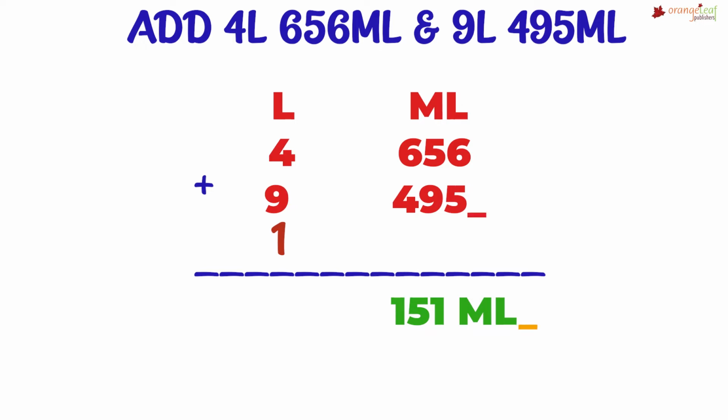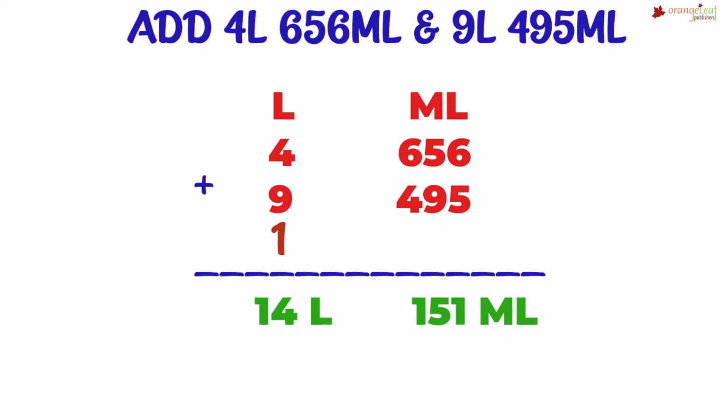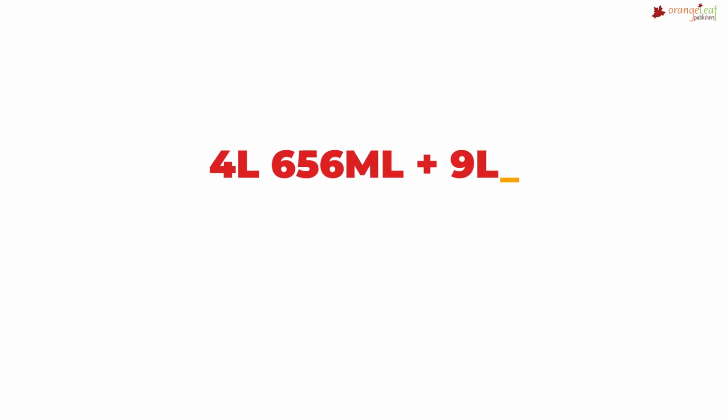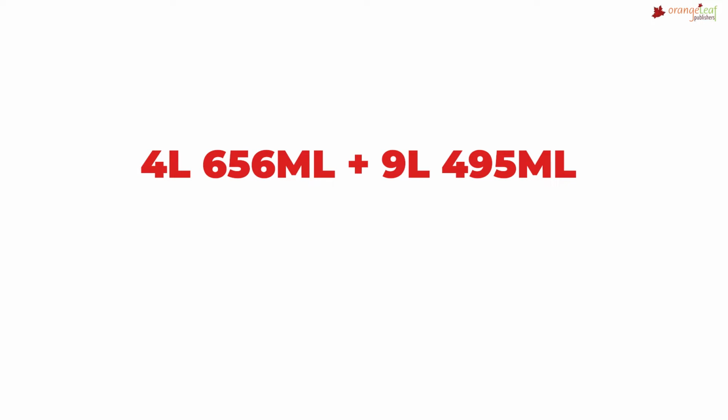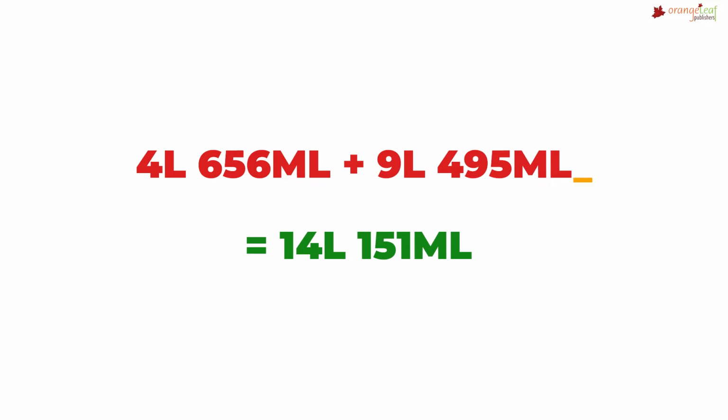We add the liters 4 plus 9 plus 1, which equals 14 liters. We write 14 in the liters column. So the final answer is 4 liters 656 milliliters plus 9 liters 495 milliliters gives us 14 liters 151 milliliters.